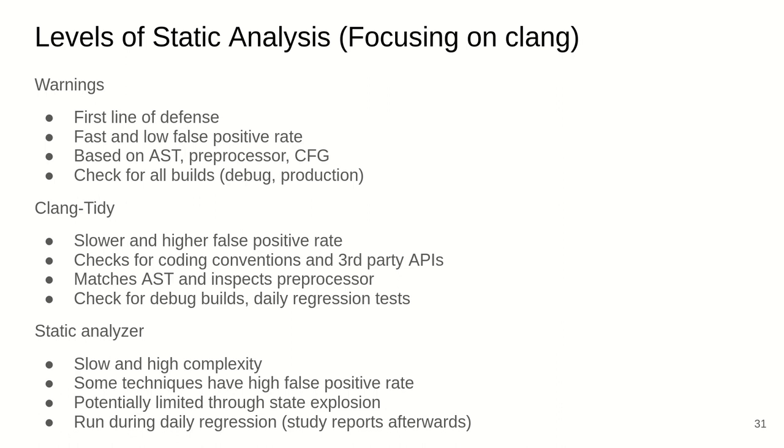And then last but not least, you can run the clang static analyzer, which is slow and of fairly high complexity. Some techniques here have a higher false positive rate, but they may also give you a certain level of issues that they report, right? So this gives you much more precision on the information there. For example, running during daily regression with the analysis of the report afterwards is a good strategy. And I actually invite you to look into clang tidy and the clang static analyzer for more information on it and how you can turn this on for your projects.